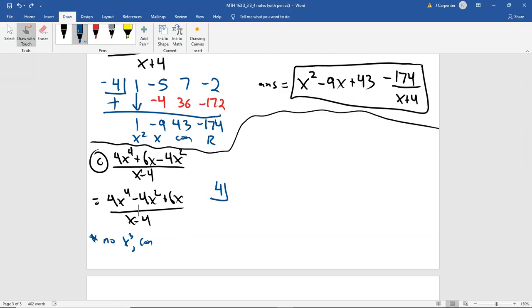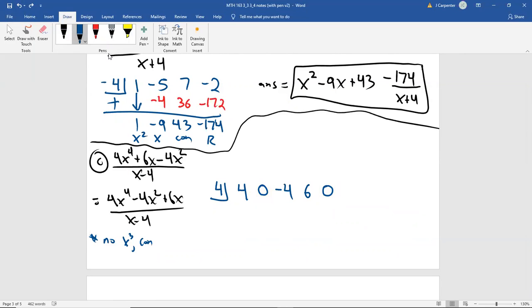We have the 4x to the 4th. That's this 4. This 4 is this 4. There is no x cubed term, so this represents a 0x cubed. Then we have the minus 4x squared. Then we have the plus 6x. Then there is no constant, so you need a 0 here to represent the constants. So many students miss these two details, which will make them think the problem is much shorter and simpler, and they will get a very, very wrong answer.